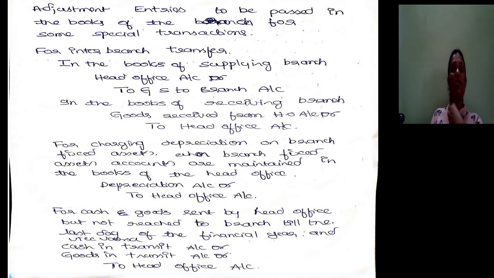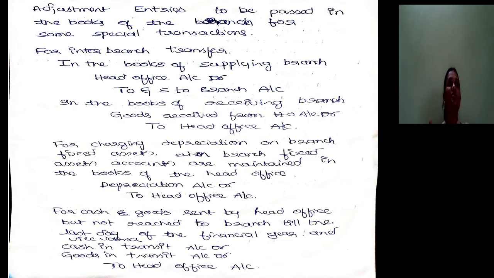So what are the adjustment entries that need to be passed in the books of branch for some special transactions? So far we studied how to pass adjustment entries in the books of head office. Now we are studying how to pass adjustment entry for the same type of transactions, particularly in the books of branch. First one is for inter-branch transfer. In case that branch is supplying branch, head office account debtor to goods sent to branch account. So this is the journal entry. In case it is a receiving branch, goods received from head office account debtor to head office account.